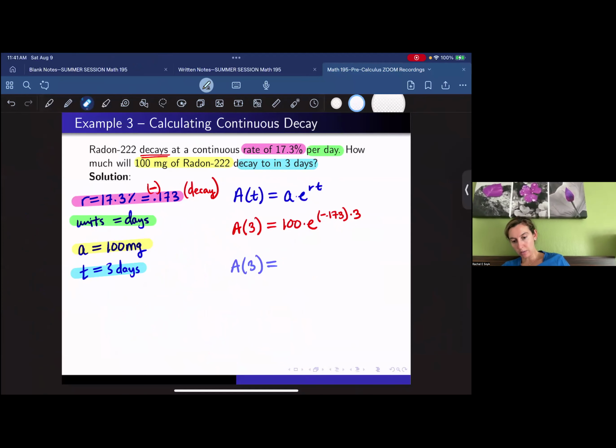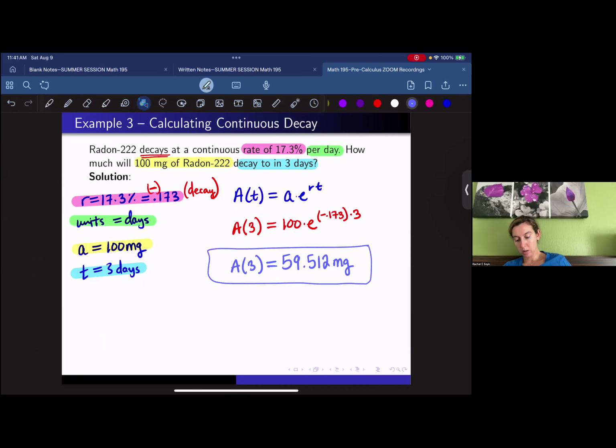Okay, so after computing it on your calculator and using your proper use of parentheses, I'm going to round it to the nearest thousandth. 59.512. So it drops from 100 milligrams down to a little less than 60 milligrams within 3 days. And we're done.